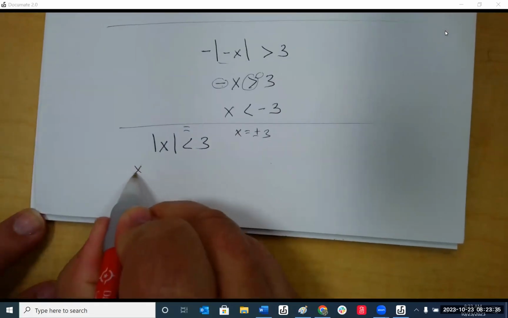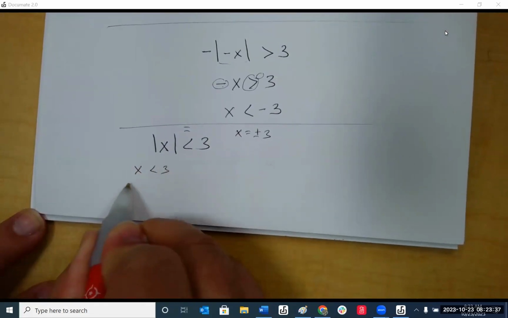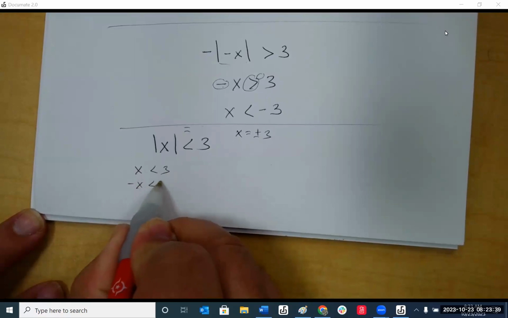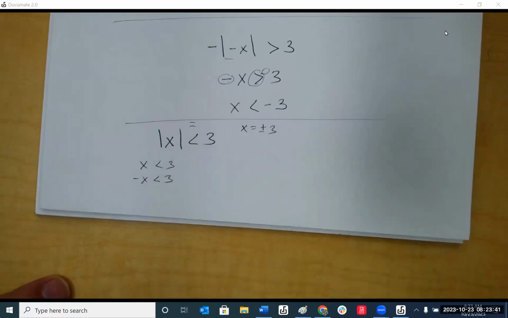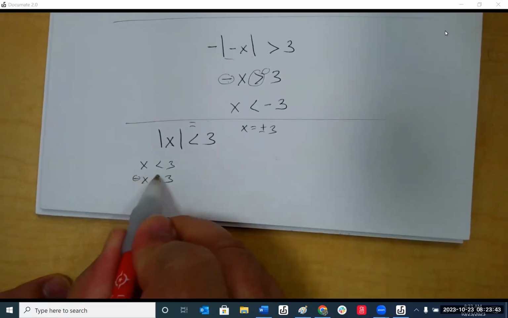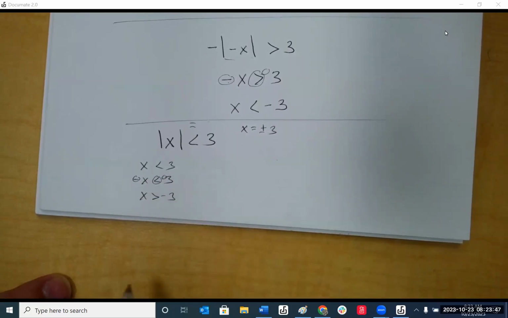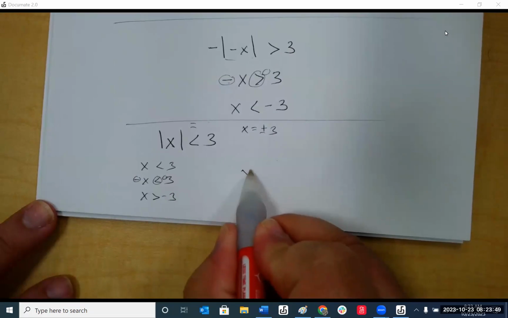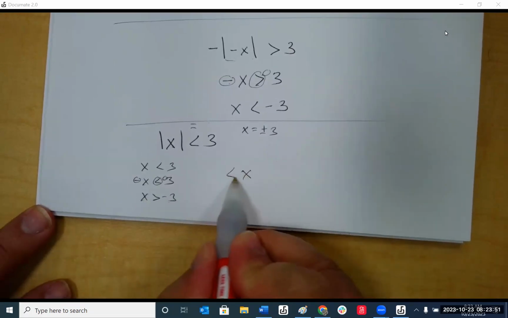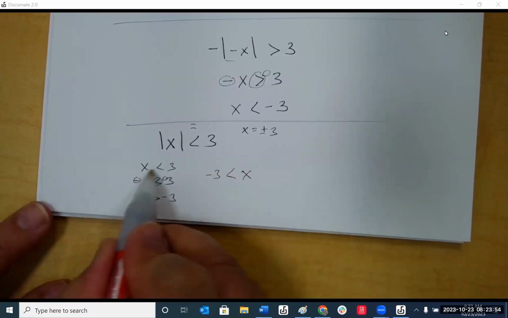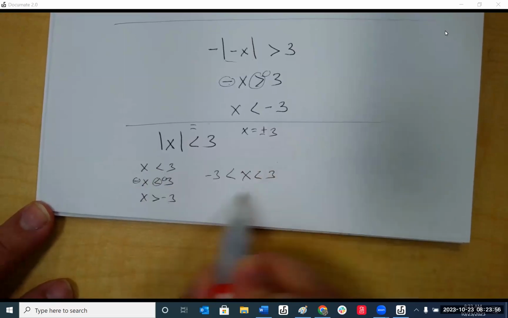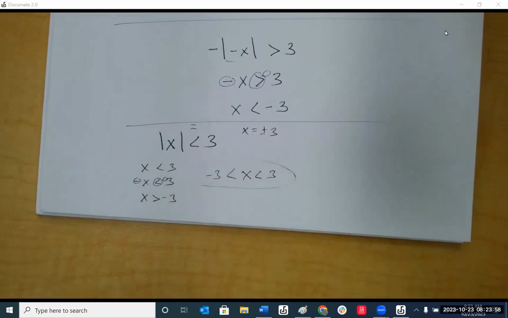So we have x is less than 3, negative x is less than 3. Change the sign, change everything. So we have x is greater than negative 3. X is greater than negative 3. X is less than 3. So there we have it. That's how it works.